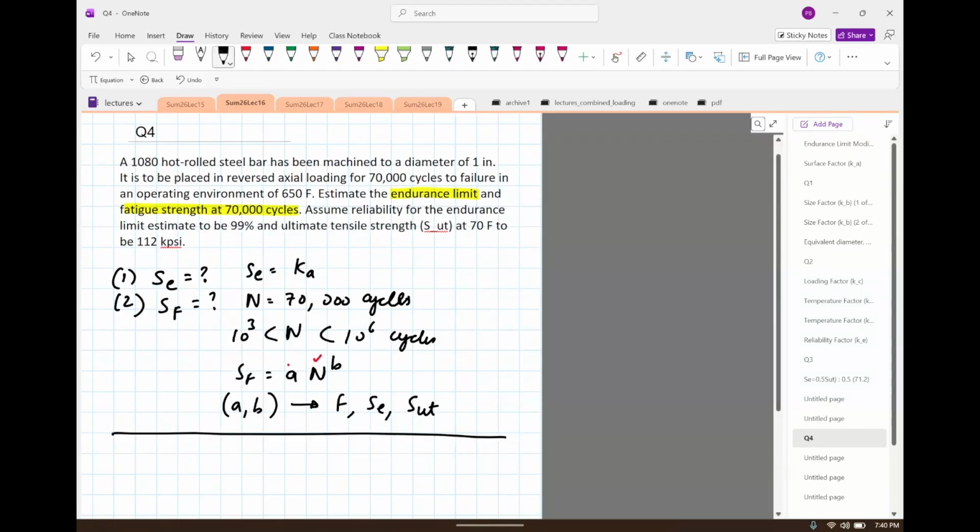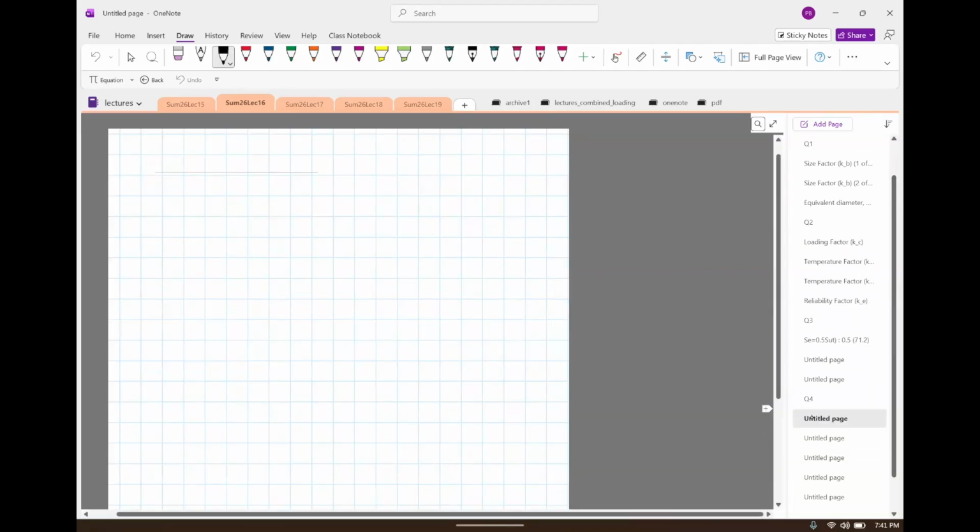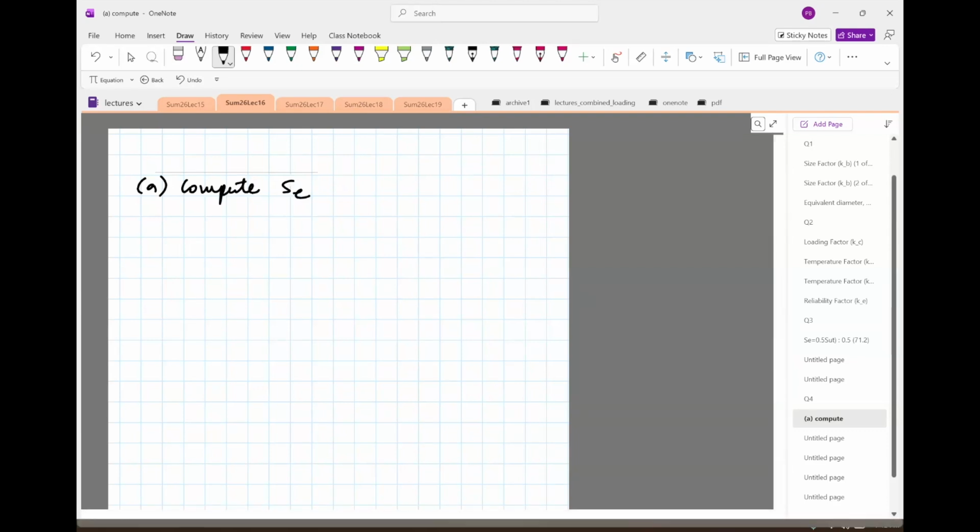For part A, it is Ka, Kb, Kc, Kd, Ke, Se prime, right? Se prime, I think, is not given to us. Okay, so we are not given Se prime, but how do we compute Se if Se prime is not given? It is something which you have talked about in the temperature effect. So I think we can solve this. Okay, let's get started and solve this one step at a time. Let's do Se first. Compute Se.